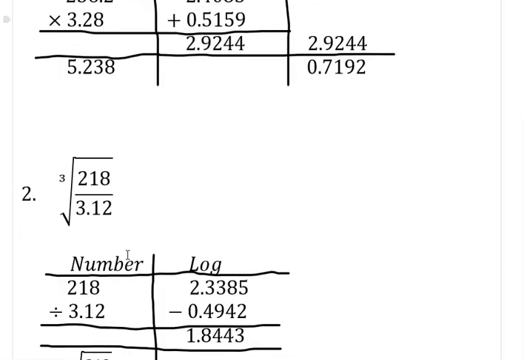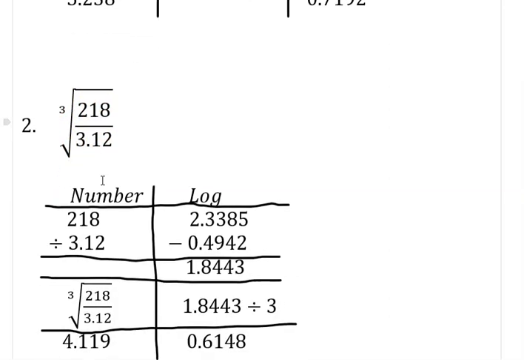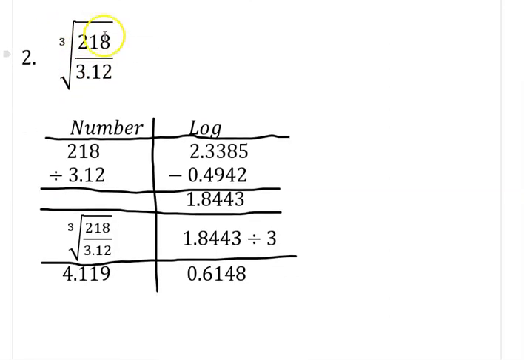So the second question says we should look for the cube root of 218 divided by 3.12. As usual, we put the two numbers. 218, this is it, divided by 3.12 that we have here. Like we've said before, count the number of digits before the decimal. We have 3 digits here. That means we have 2 here. That's why we have these 2.